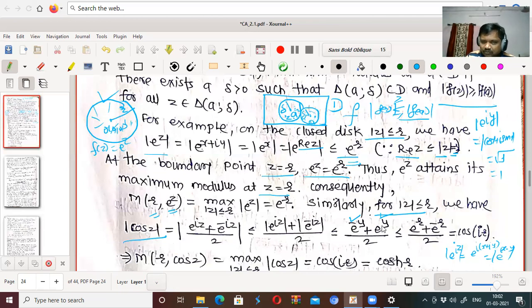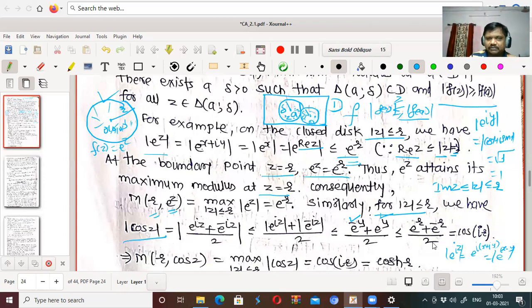divided by 2. Why? Because what is y? y is the imaginary part of z. Like the real part of z is always less than or equal to mod z, which is less than or equal to r, similarly the imaginary part of z is also less than or equal to mod z, which is less than or equal to r. That we have used. Therefore, e to the power y is less than or equal to e to the power r, and e to the power minus y is also less than or equal to e to the power minus r, divided by 2.